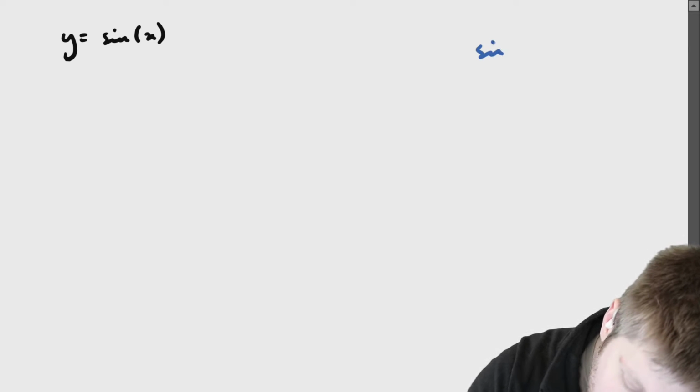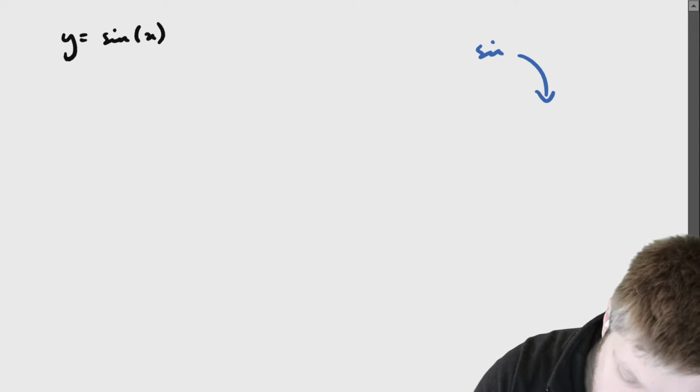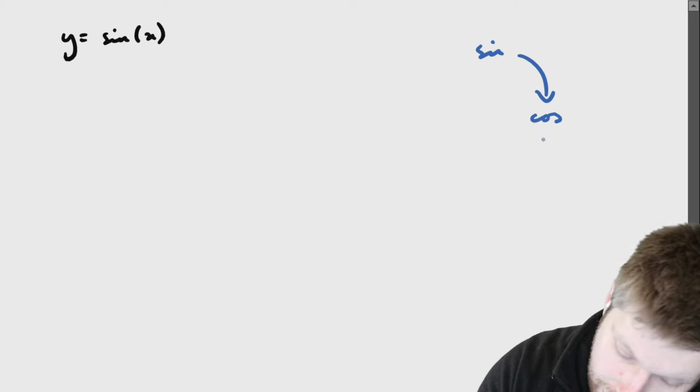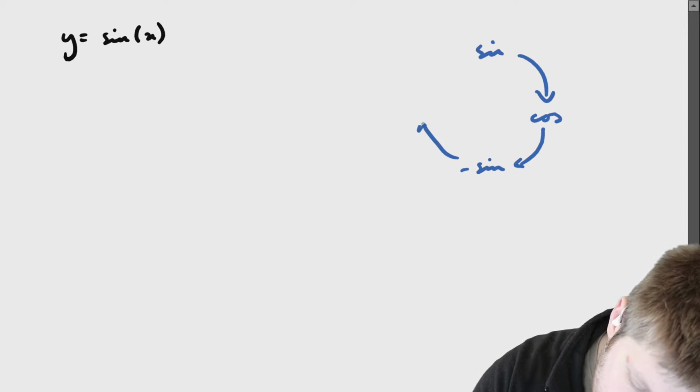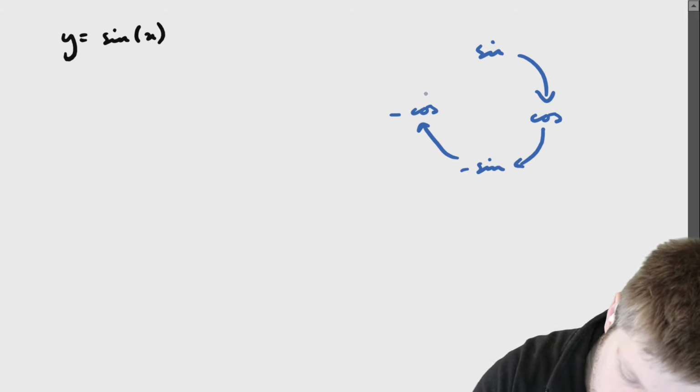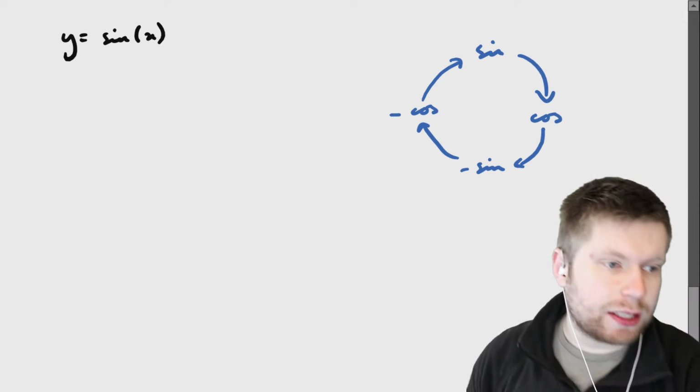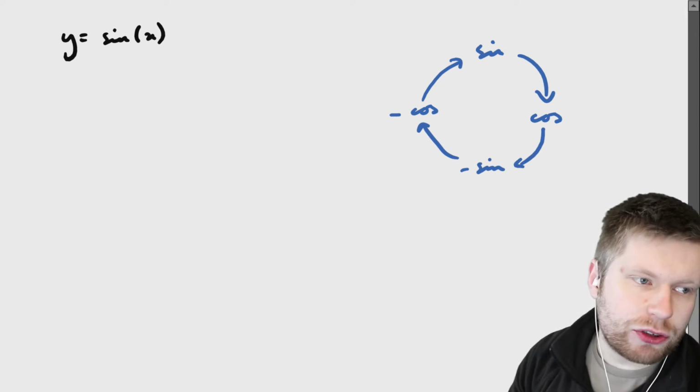So I first of all start off with sine. Now, if I want to differentiate sine, that becomes cos. If I want to differentiate cos, that becomes negative sine. And if I want to differentiate negative sine, that becomes negative cos. And if I want to differentiate negative cos, I'm back to sine again. So just always draw down that little circle.